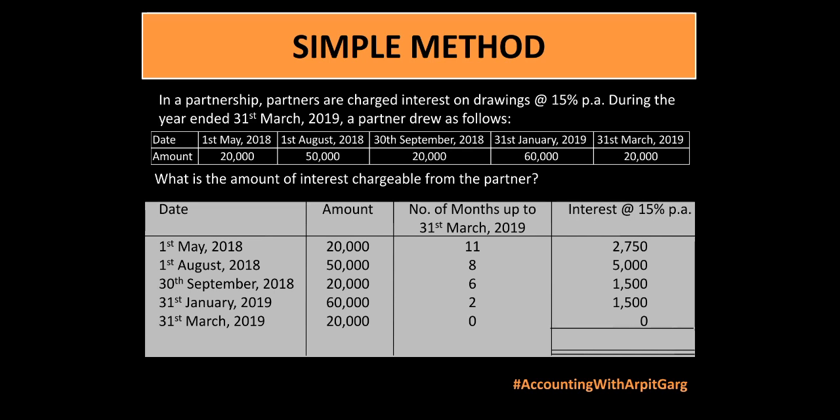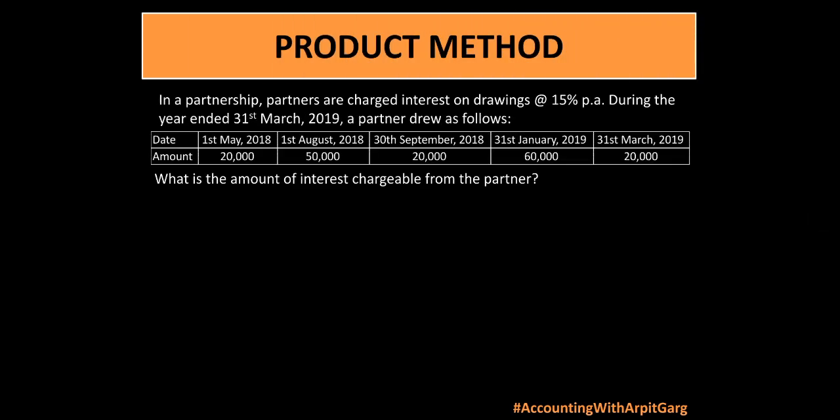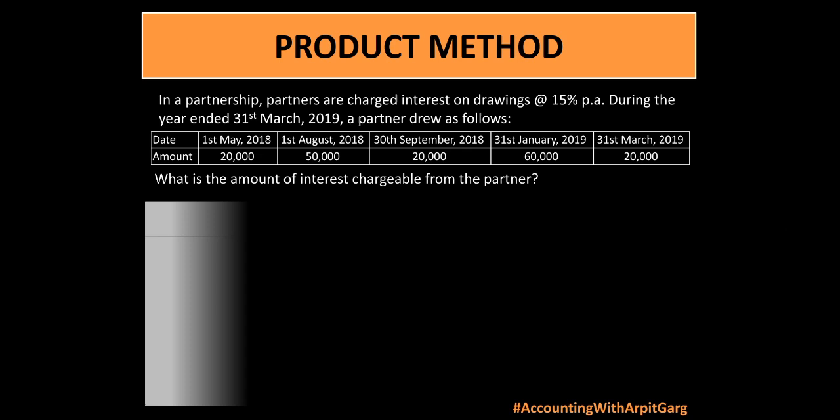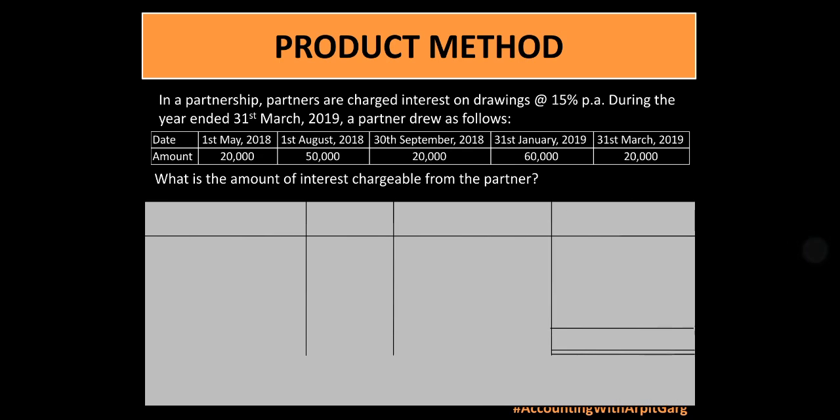On adding all the interest amounts, we get our total interest as rupees 10,750. Now let's solve the same question with the product method. So the question is the same, you need not write it again, but please make this format once again.